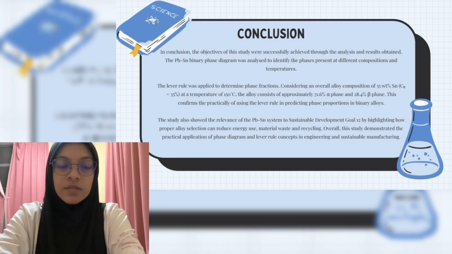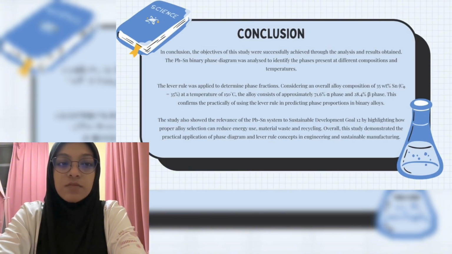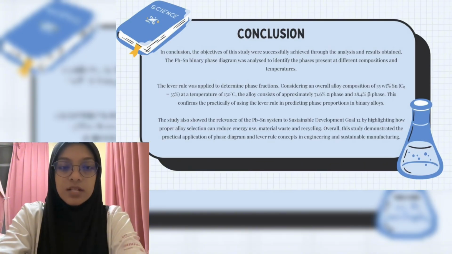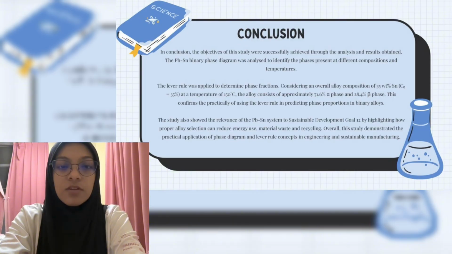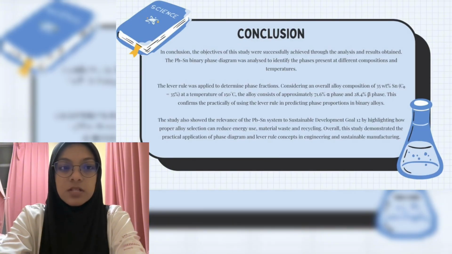Overall, the lead-tin binary system contributes to SDG12 by improving resource efficiency, reducing waste, lowering energy use, and supporting sustainable materials management. In conclusion, the objectives of this study were successfully achieved through the analysis and results obtained. The lead-tin binary phase diagram was analyzed to identify the phases present at different compositions and temperatures. The lever rule was applied to determine phase fractions.